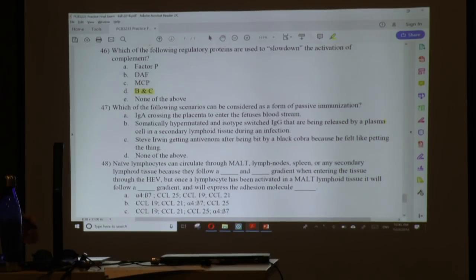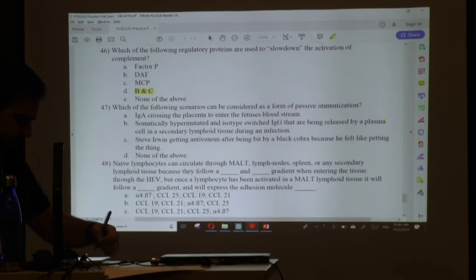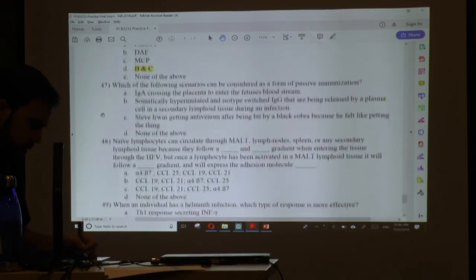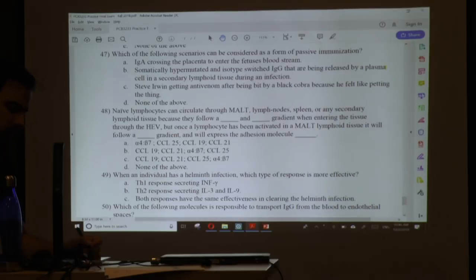Are there any other questions so far? No? Okay, cool. So which of the following scenarios can be considered as a form of passive immunization?